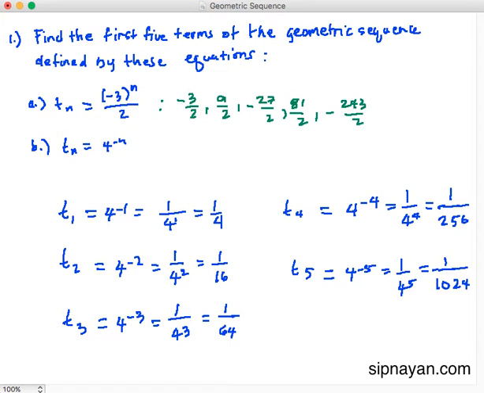We have 1/4, 1/16, 1/64, 1/256, and 1/1024. Okay, so ito yung ating mga terms.